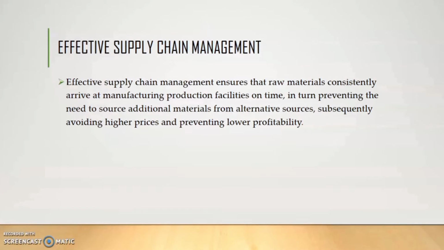What is effective supply chain management? Effective supply chain management ensures that raw materials consistently arrive at manufacturing production facilities on time, in turn preventing the need to source additional materials from alternative sources, subsequently avoiding higher prices and preventing lower profitability.